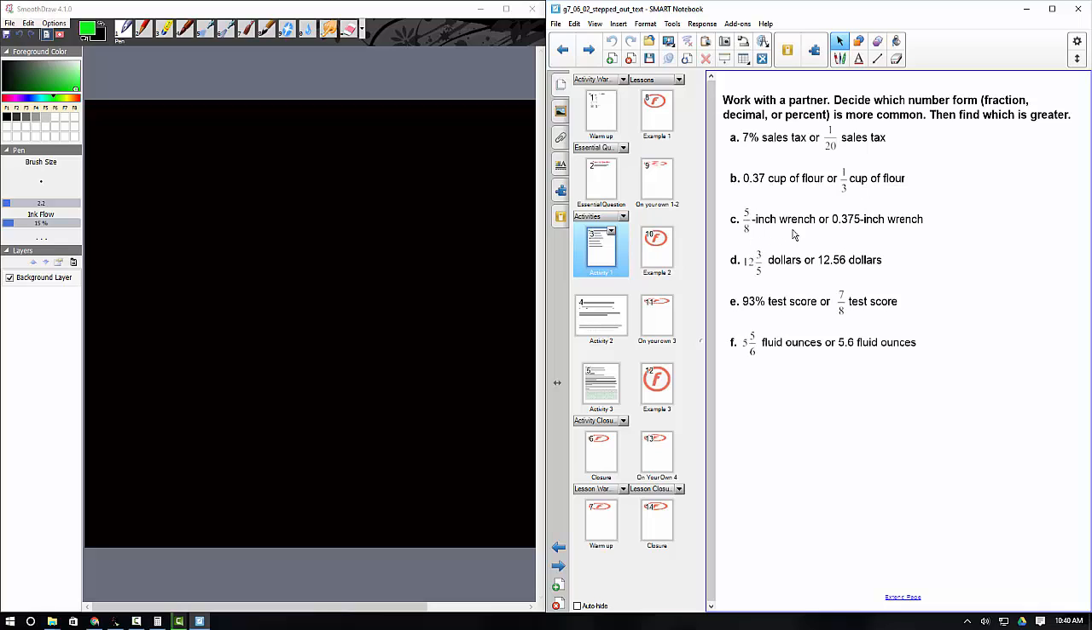We have a 5/8 wrench or a 0.375-inch wrench. I always hear 5/8. If I have 12 3/5 dollars or $12.60. 93% or 7/8. 5.56 fluid ounces or 5.6 fluid ounces. As you could tell, we use all these things interchangeably, and they all mean different things to us, but they're all actually equal to each other.